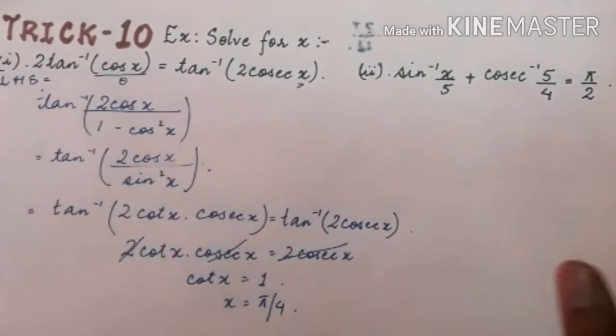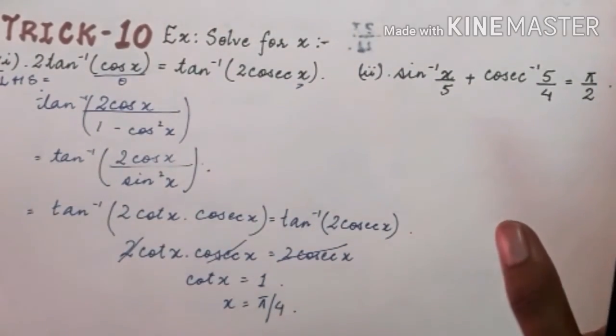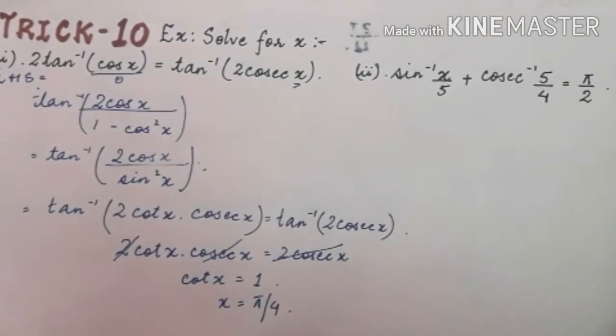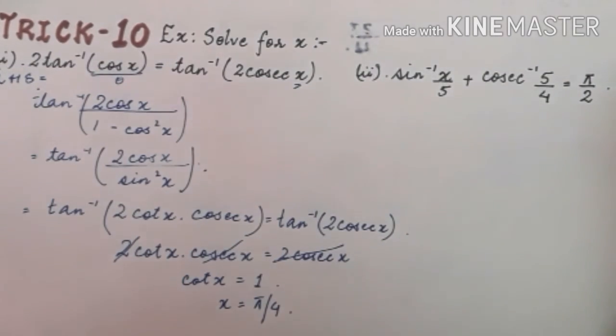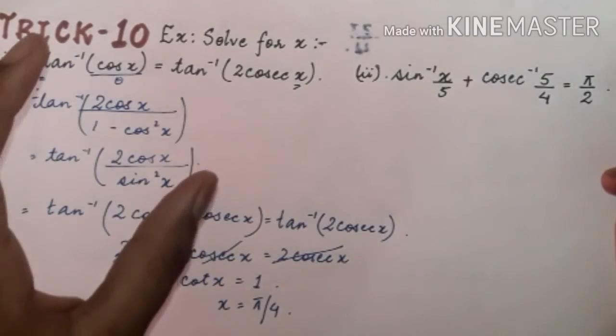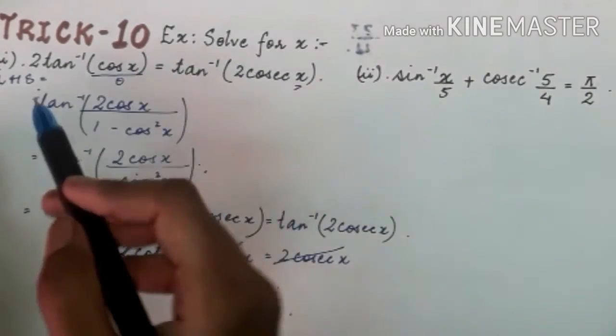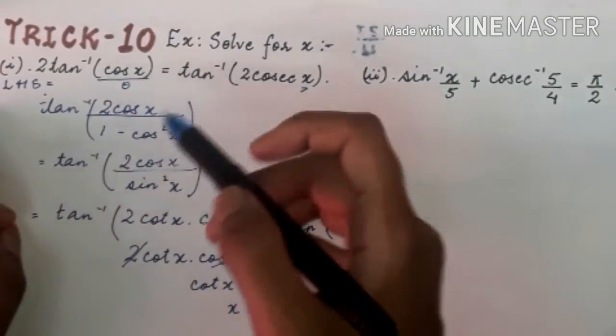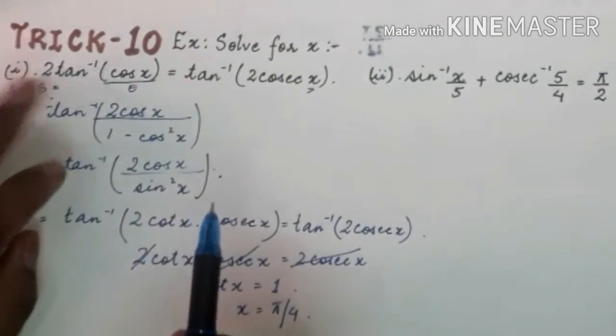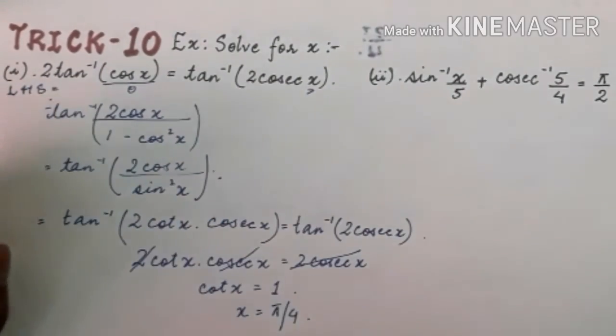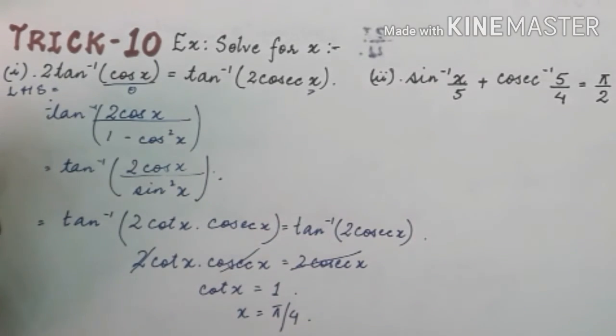So the trick only says that if you have the inverse trigonometric functions on both the sides of the equal to, then in order to eliminate them, you have to make both of them the same. Here it is 2 tan inverse, so you have to eradicate this 2. So you would put the formula of 2 tan inverse theta as tan inverse 2x upon 1 minus x square.